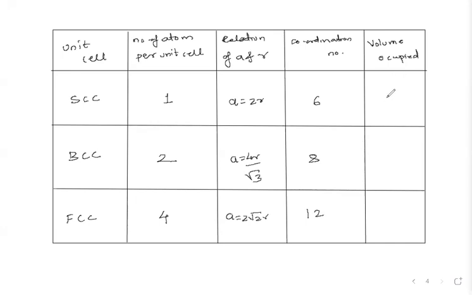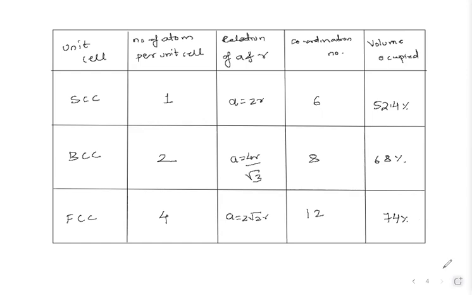The volume occupied for simple cubic cell is 52.4%. For BCC it is 68%. For FCC it's 74%. Okay, and the remaining percentage is what? The void.